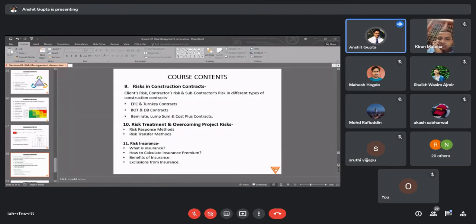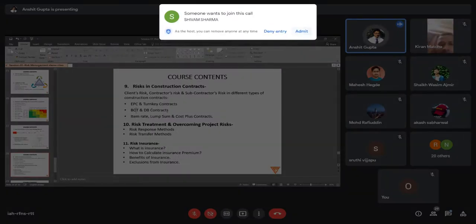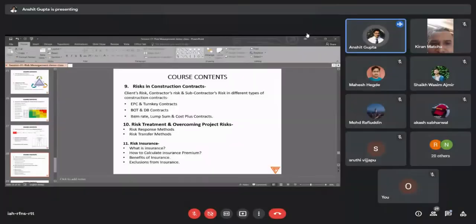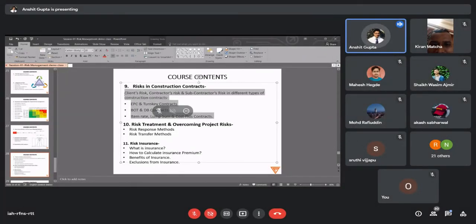For example, in EPC and turnkey contracts, risks are different. In BOT and DB contracts, that is design-build and build, operate, transfer, risks are different. Then in item rate, lump sum, and cost plus contracts, risks are different. So these topics we will take for around 2 sessions. We will discuss different types of contracts and the risks which are there in those types of contracts.